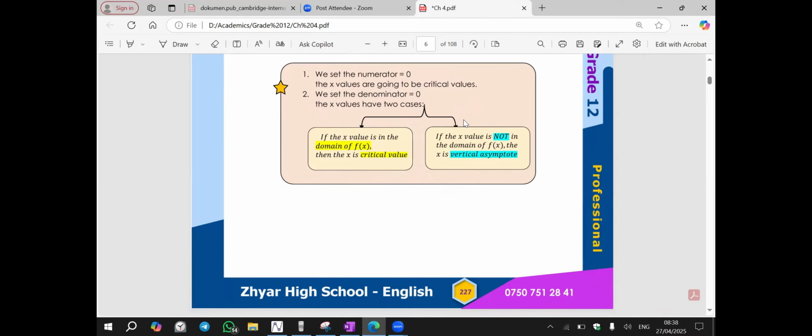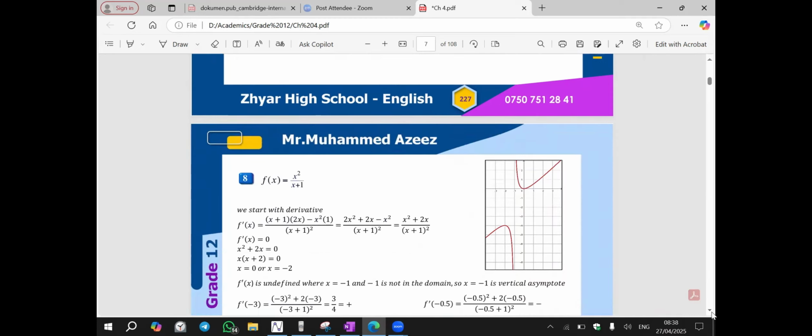If a value makes the derivative undefined, it has two cases. Case one, if the x value is in the domain, or in other words, if f of that value is defined, then that's critical. But if the derivative and the function are both undefined for that value, then that value is a vertical asymptote. We still mention it in the table, but the vertical asymptote cannot be critical, cannot be maximum or minimum, because it's a point of discontinuity.